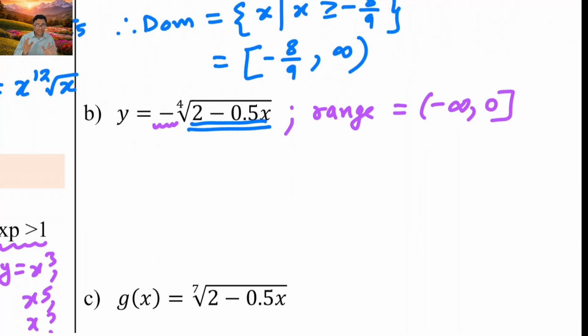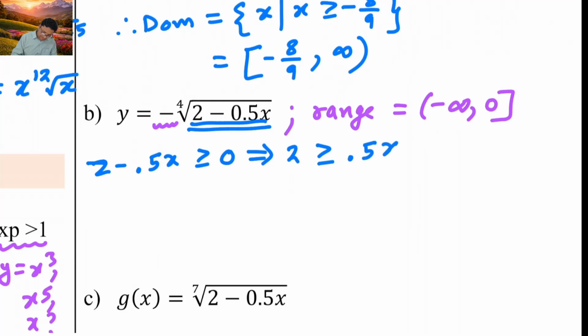Clarity, concept has to be clear. So what do we get? Solve that inequality: 2 minus 0.5x equal or greater than 0. Right? 2 equal or greater than 0.5x. Or if you want to keep the x on the left, generally I advise that, keep the x on the left, so minus 0.5x equal or greater than minus 2. Now you divide by negative 0.5.